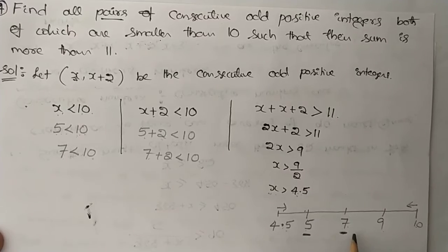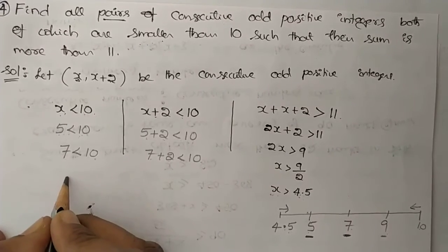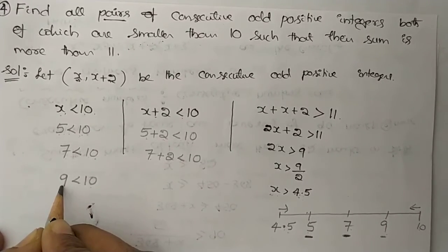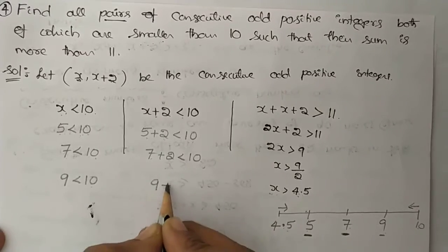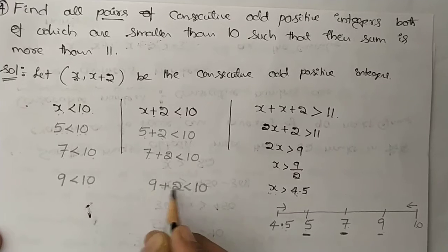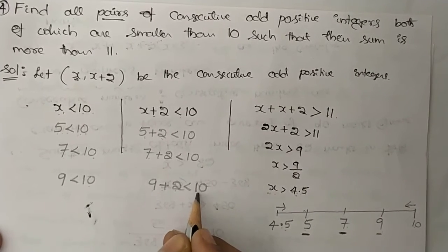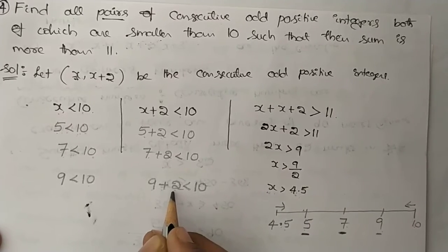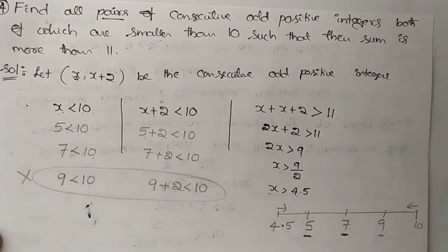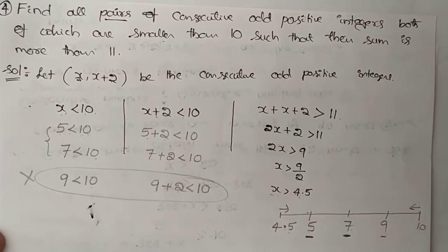If we take 9, what will happen? 9 is less than 10. 10 is more than 9. Is this true? Yes, it is true. 9 plus 2 is less than 10. 9 plus 2 is how much? 11. 11 is less than 10. Is this true? It says that 10 is more than 11. Is this true? No, it is not true. So we should not take this pair. These two pairs only we have to take.